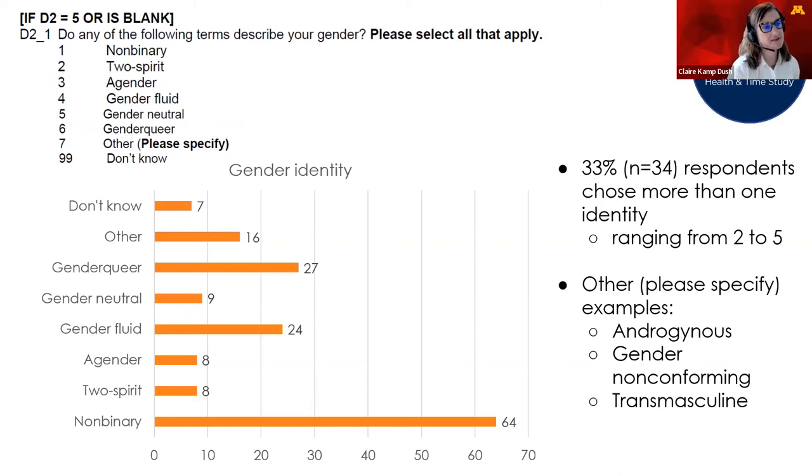About a third of respondents chose more than one identity, which is kind of interesting. Some of the things that people wrote in were androgynous, gender nonconforming, and transmasculine. And the most popular of the other genders was non-binary.